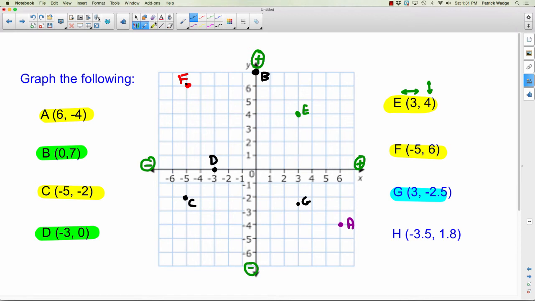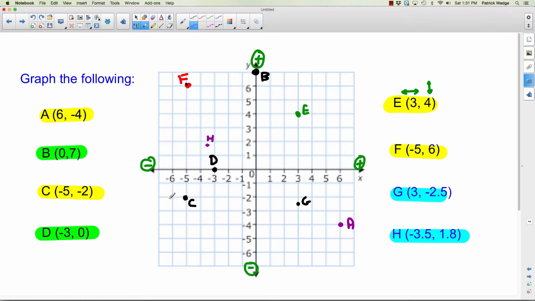Okay, and the last one is going to be a very strange one. It is negative 3.5. So negative 3.5 would be 1, 2, 3, and a bit, so here. And then we have to go up 1.8. Well, there's 1, and we want to be 1.8, so it's closer to 2, isn't it? So it's going to be somewhere there. Now, am I guaranteeing that's exactly where it is? No, but it's pretty darn close, right? If I make my dot a little bit bigger, I'm sure it must be there. So there's my H right there.